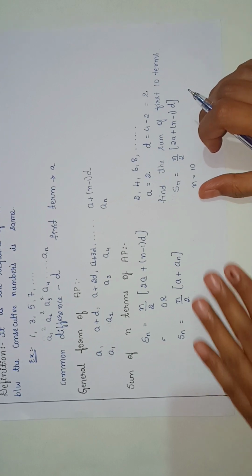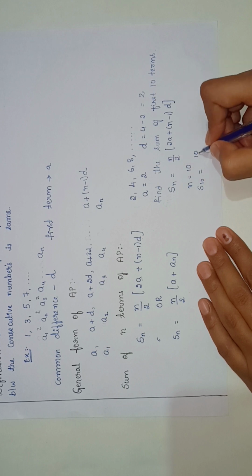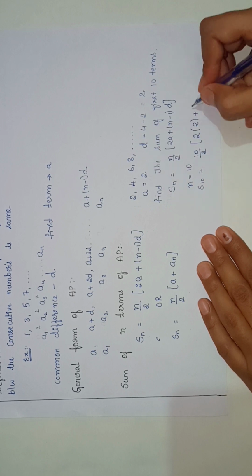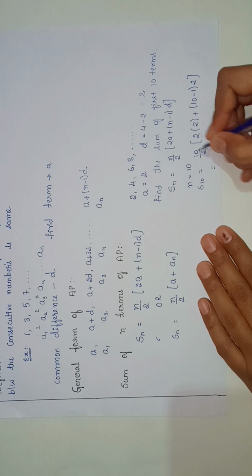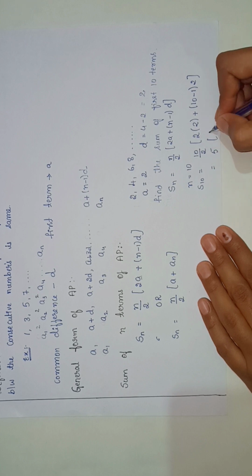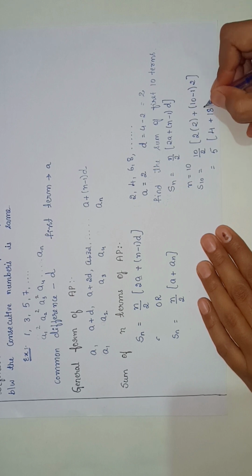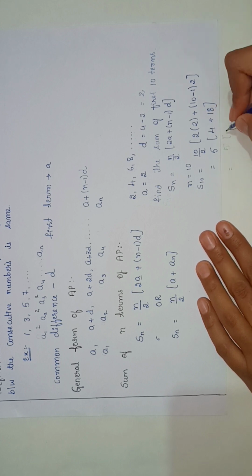Now substitute these values and you'll get the answer. S10 is equal to 10 by 2, times 2 into the value of a, 2, plus 10 minus 1 for n, and the value of d, 2. 10 by 2 is nothing but 5; 2 twos are 4, plus 10 minus 1 is 9, and 9 twos are 18. 18 plus 4 is 22. 22 into 5 is nothing but 110.